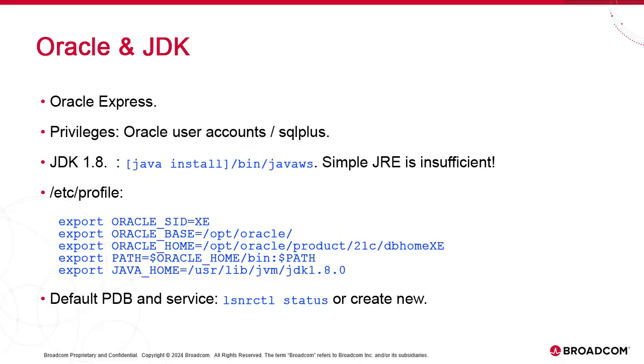First, let's look at Oracle and the JDK. If it's a production Oracle instance, you'll most likely rely on your DBA to handle the database aspects. But the procedure is also intended for isolated or standalone AAI installations. You can download Express, then simply follow the instructions on the Oracle website. Make sure you have privileges to the Oracle OInstall and Oracle accounts, as well as access to SQL Plus. Download and install the JDK version 8.